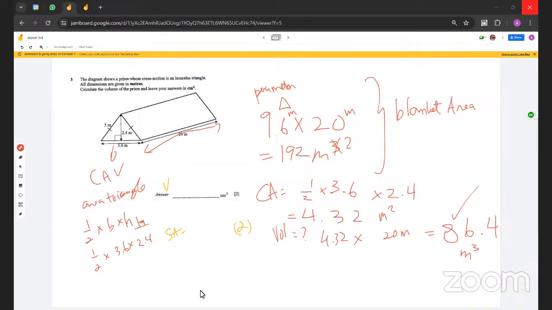Now, do you understand why I stopped sharing my video for a while? You look at the Jamboard. Do you understand why it is the area of the triangle times 20 meter? That's the volume. So you need to find the area of the triangle first, and then you times it with 20 meter, your volume is done. That's 2 marks. Are you still lost? No.